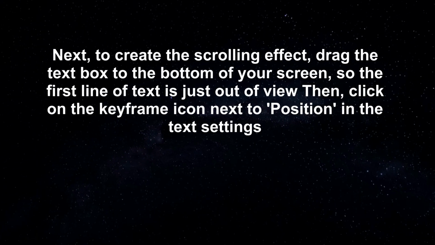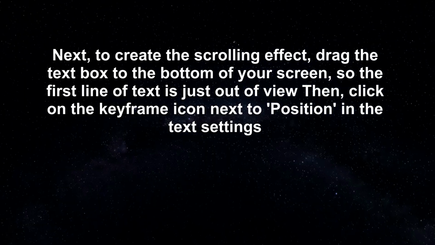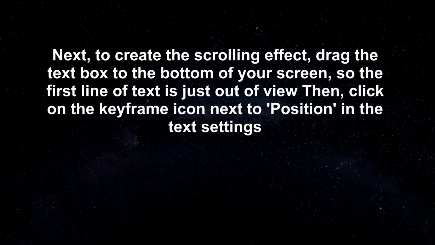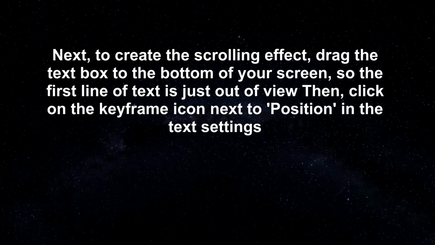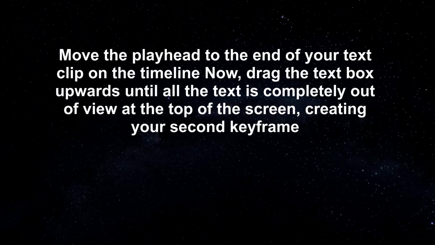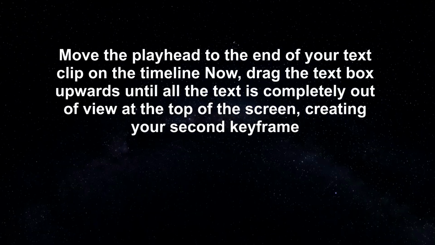Next, to create the scrolling effect, drag the text box to the bottom of your screen so the first line of text is just out of view. Then, click on the keyframe icon next to position in the text settings. Move the playhead to the end of your text clip on the timeline.